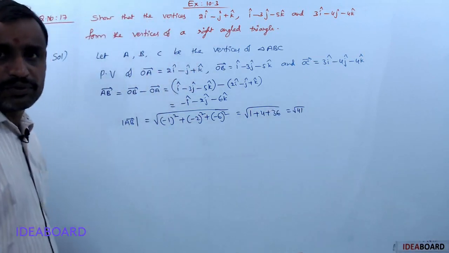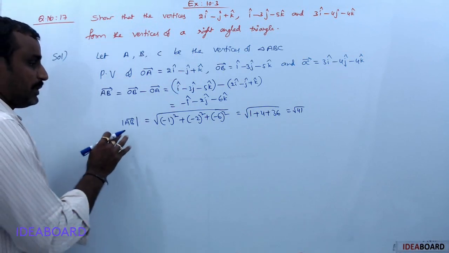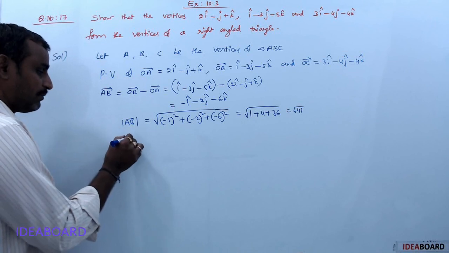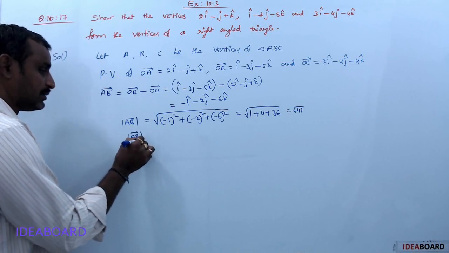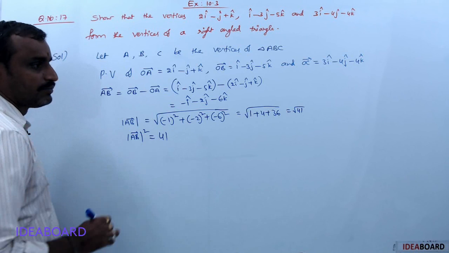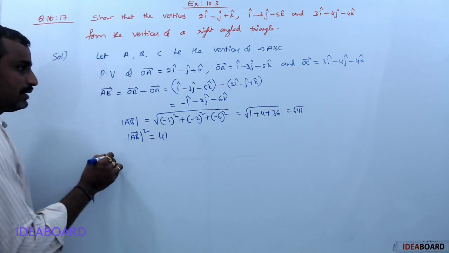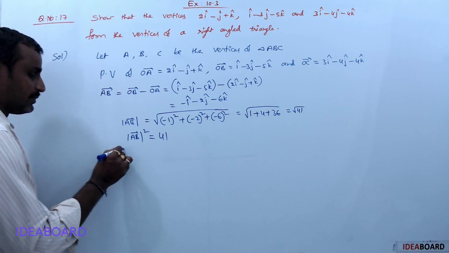This is equal to root 41. So now magnitude of AB bar value is root 41. So magnitude of AB bar whole square is 41. Similarly, you can calculate BC bar.